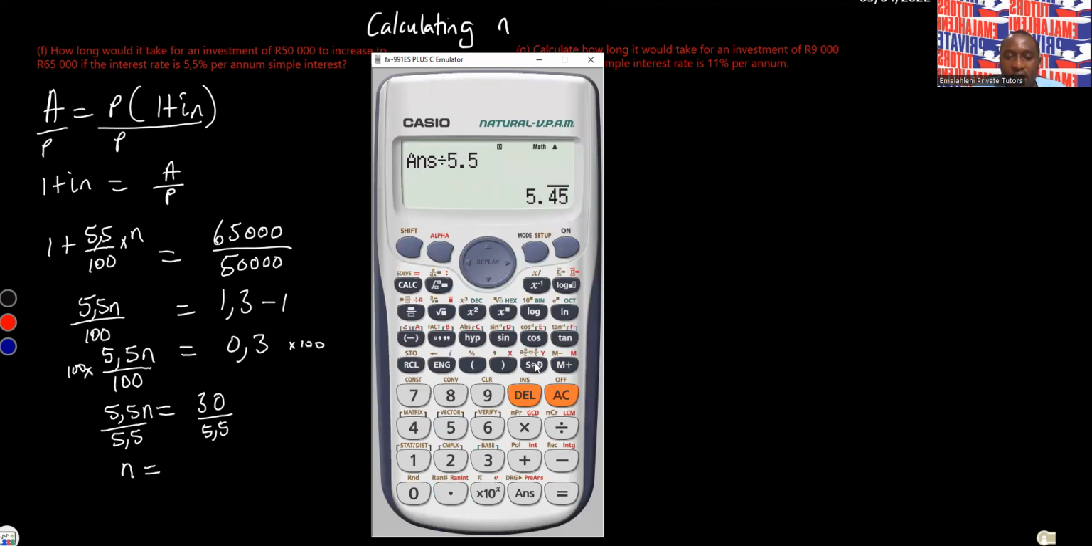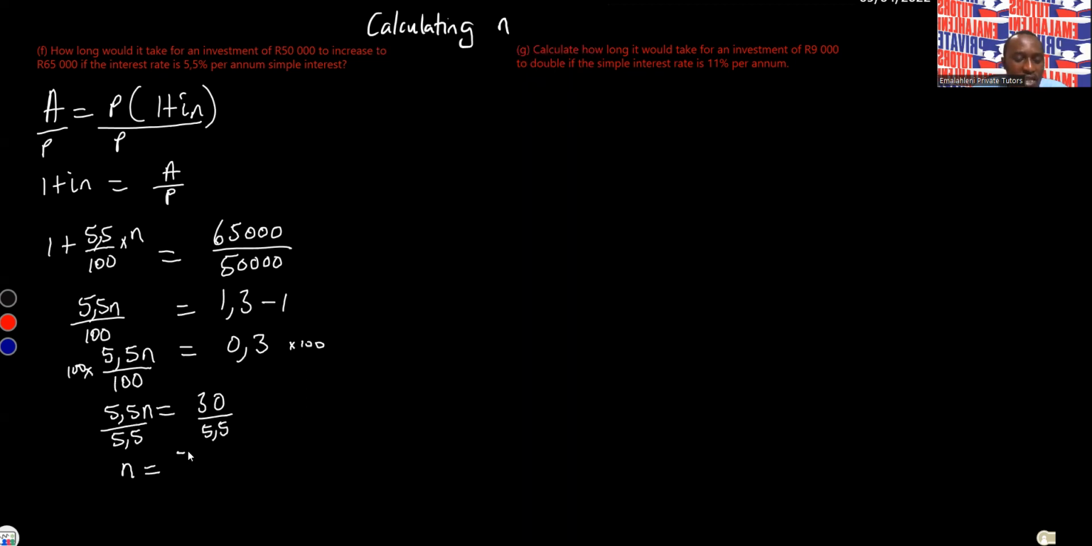What do we get there? We get 5,4,5,4,5. It goes on like that, okay? Now, the 5 is representing 5 years, okay? 5 is representing 5 years.